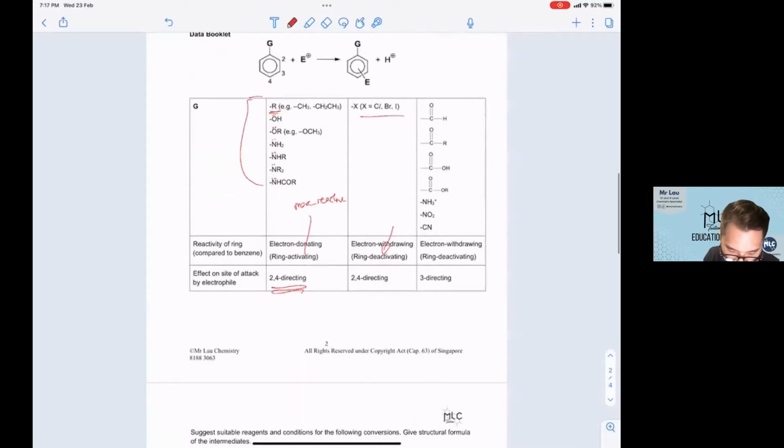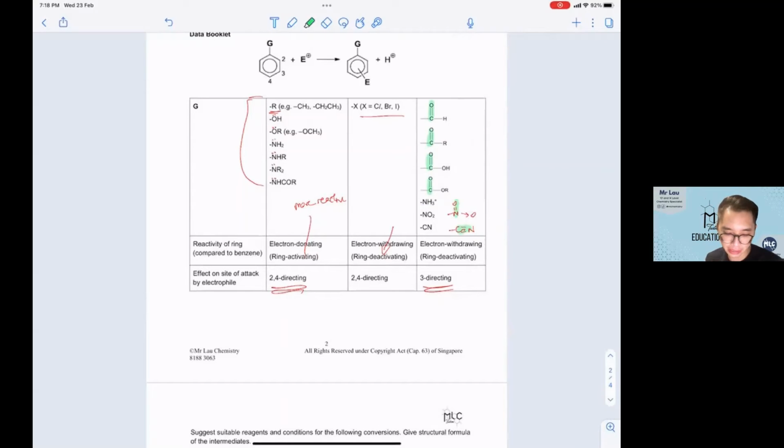Okay, lastly, these are the 3 directing groups over here. There's a very easy way to remember them. If I just draw out NO2 and the CN. Okay, so besides NH3+, let us ignore this for now. Besides NH3+, if you look at all of this, what they have in common is that they all have at least a double bond. Okay, they have at least a double or triple bond.